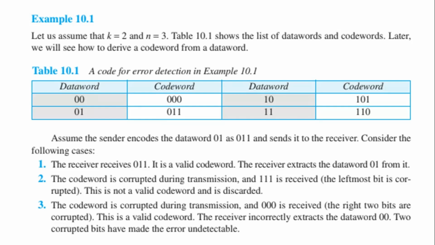If the code word is corrupted during the transmission and instead of 011, 111 is received, then the leftmost bit is corrupted. So, it is discarded. If the code word is corrupted during the transmission and instead of 011, 000 is received, then two bits are corrupted here, but still it belongs to the valid code words. So here the error remains undetected. You will not get to know there was an error. You presume it to be data word 00 instead of 01.